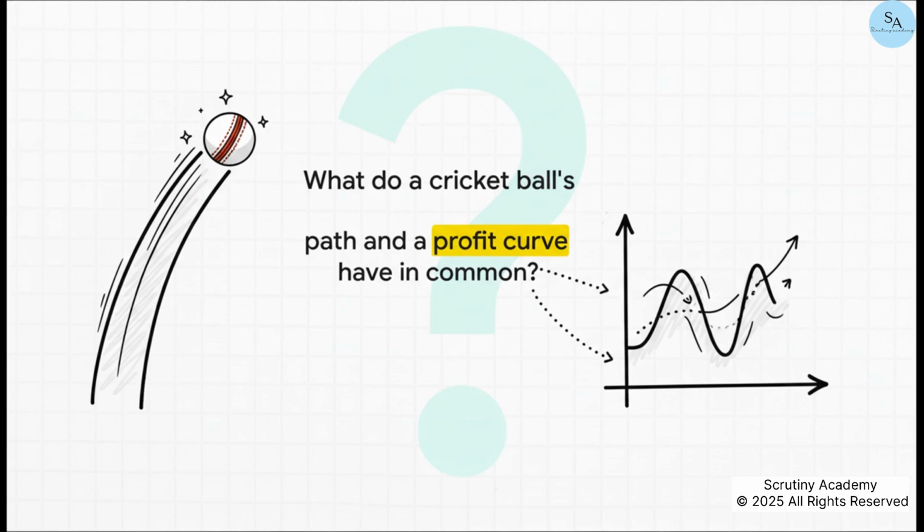So, let me start by asking you a question. Think about the beautiful arc a cricket ball makes when it's hit for a six. Got it? Okay, now picture a graph showing a company's profits. You know, how it goes up and then maybe comes down over a year. They seem totally unrelated, right? One is sports, the other is business. But what if I told you they're speaking the same secret language?